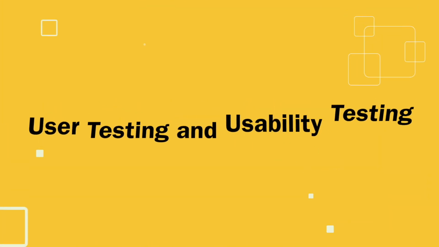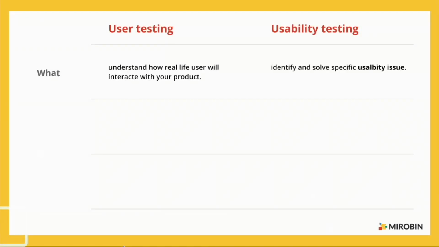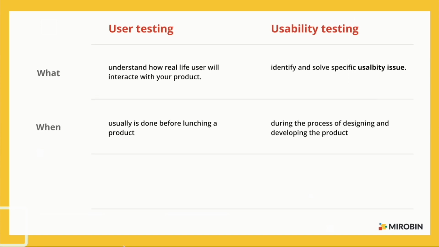The next one is user testing and usability testing. User testing helps to understand how real-life users will interact with your product. On the other hand, usability testing helps to identify and solve specific usability issues. For example, you are about to launch a product, but before that, you go to the actual user and then test and validate whether the software is working as expected or not. That is user testing. On the other hand, while creating the product, you do testing to check if it meets the user need. That is usability testing.